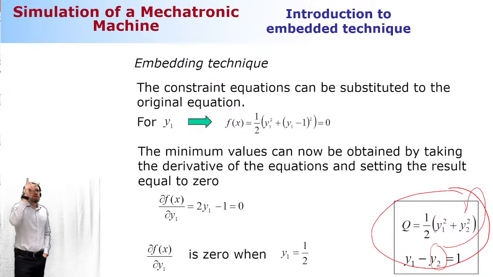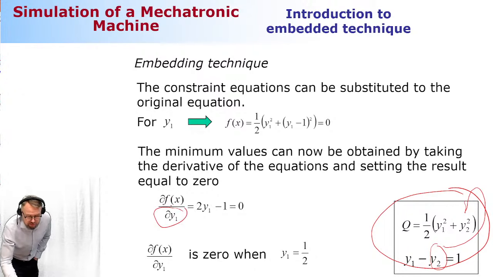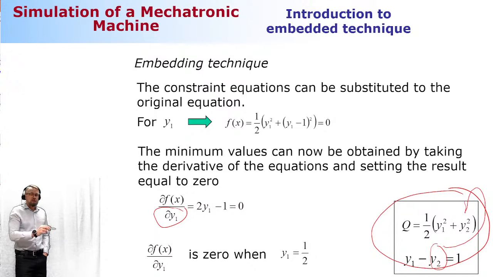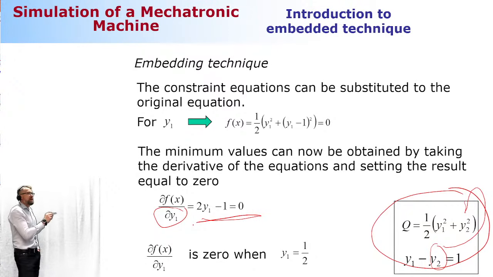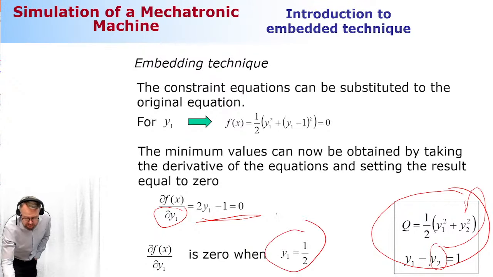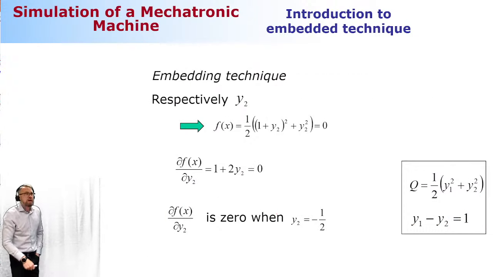Now I have one equation, one variable. So what can I do then? I can find the minimum by differentiating this with respect to the only variable that I have in the system, which is y1. When I differentiate the function with respect to y1, it's going to give me this equation. And now when I set this to be equal to zero, then I know that this is where the tangent becomes zero. This is where I can find what I'm looking for. So when I set that to zero, that's going to give me y1 equal to 1 divided by 2.